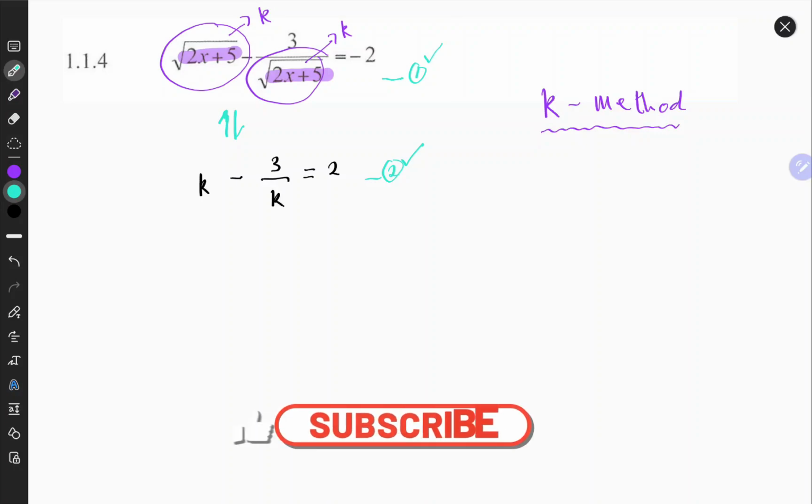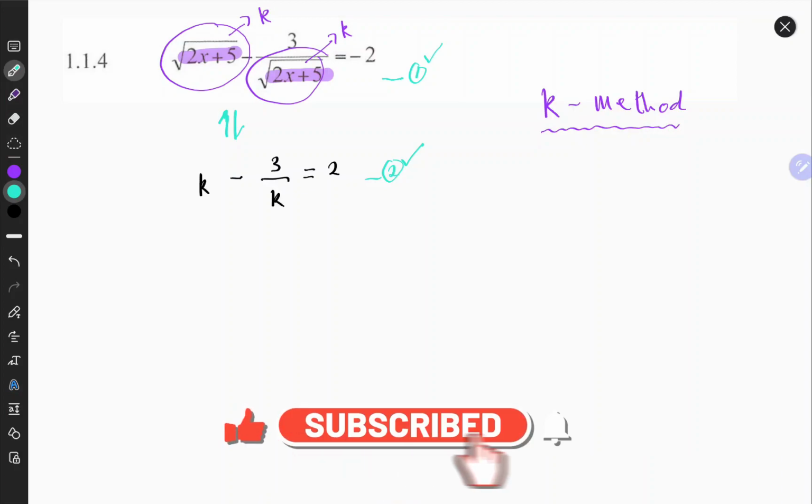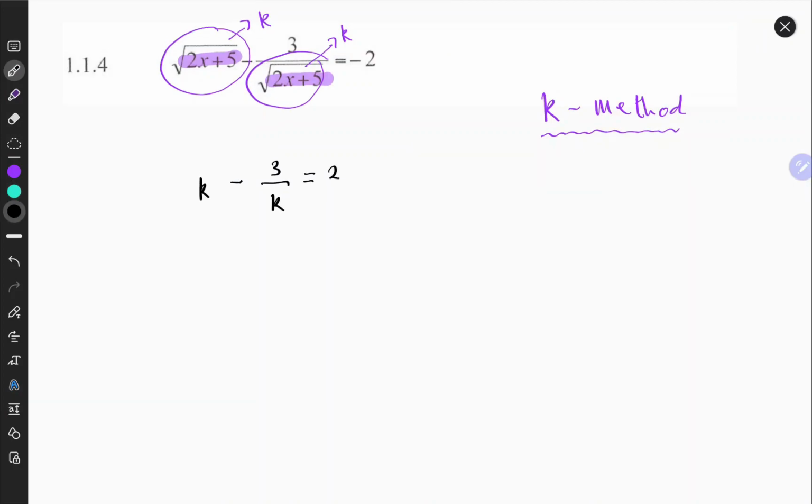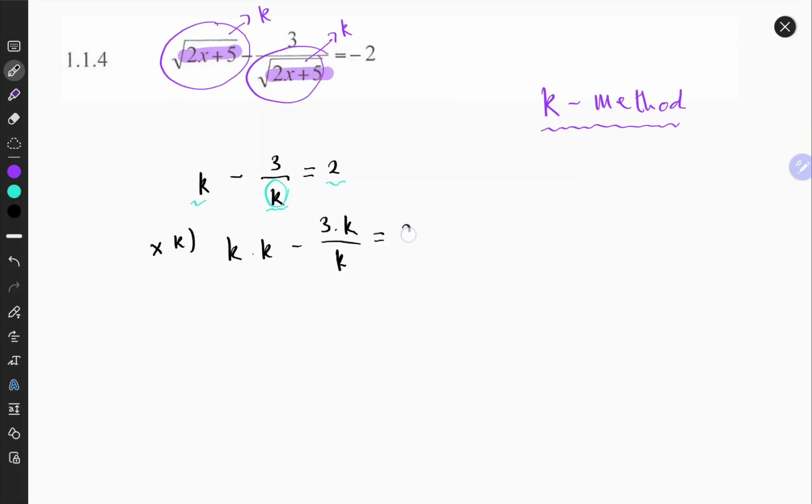So let's solve for K. And in turn, when we can find K, it becomes easy to solve for X. So first thing to do is to multiply by K throughout each term. Multiply each term by K. Why we do so is because we want to eliminate this K here. So if we do that, we'll have K times K minus 3 times K over K is equals to 2K.